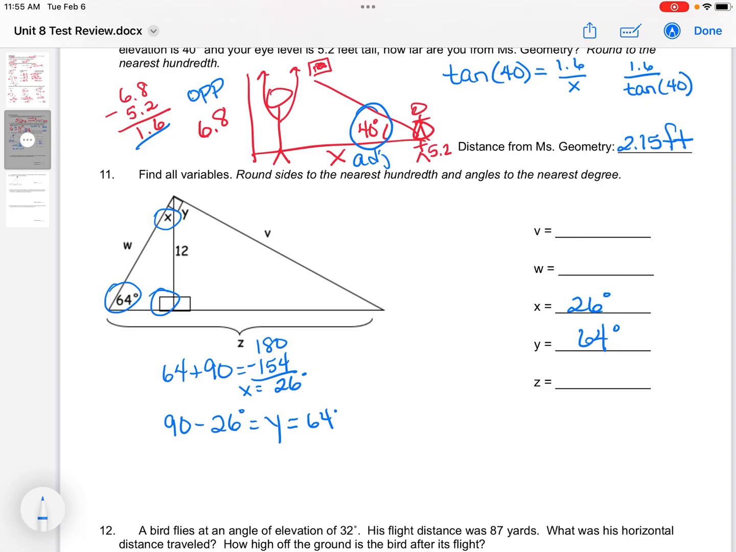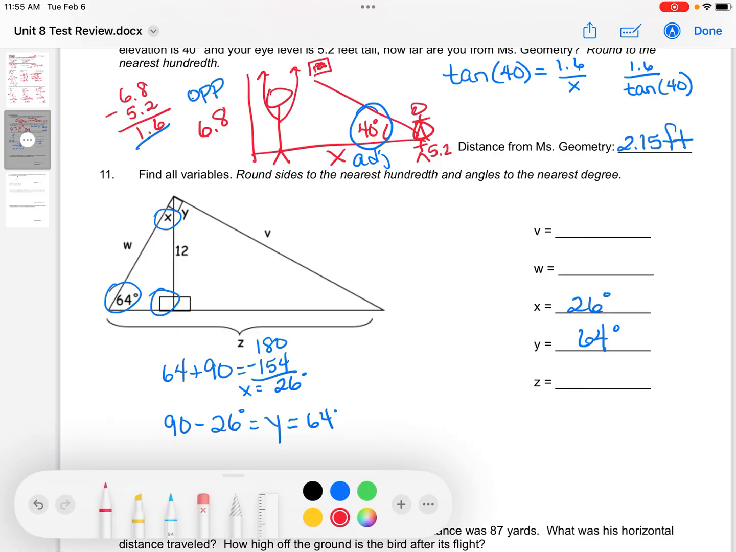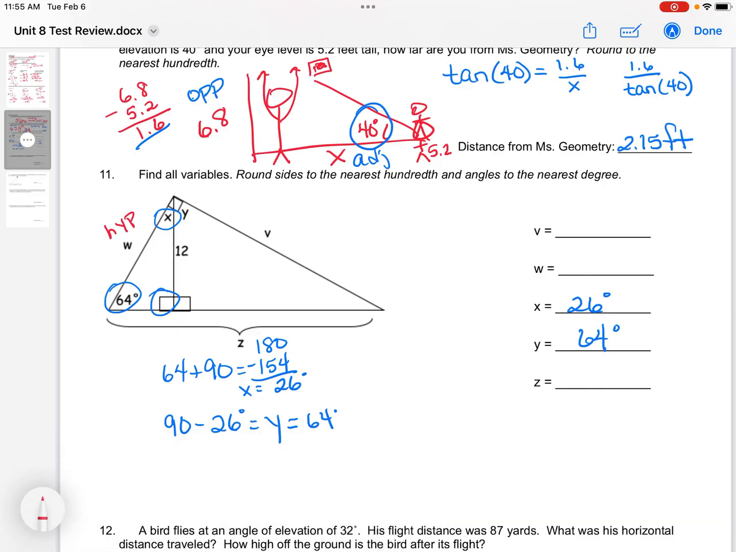All right, so to find W, this is the hypotenuse. Change colors again. This is the hypotenuse. I'll use 64 as my angle, and 12 is my opposite. So for W, sine 64 equals 12 over W, and W is equal to 13.35.